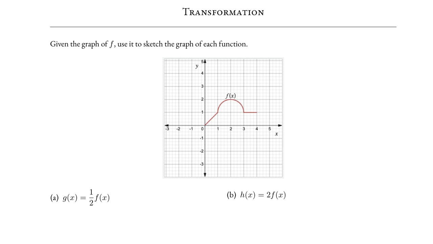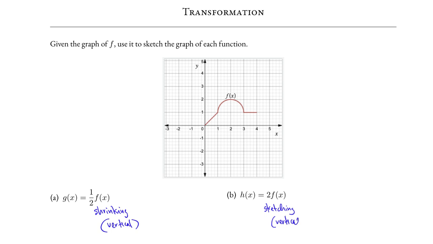Now, if the number being multiplied, the multiplying factor, is less than 1 and still positive, then the result will be a shrinking for vertical transformation. If the constant multiple is more than 1, then the graph will end up stretching for vertical transformation.